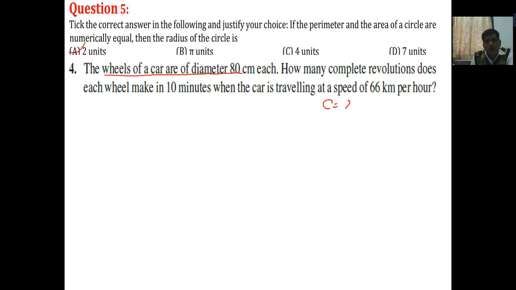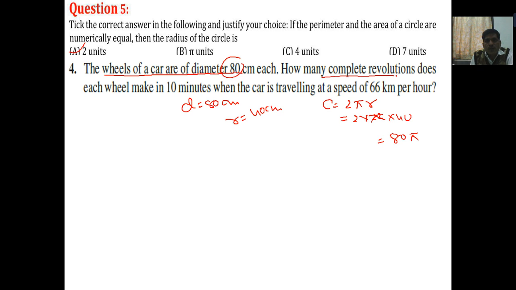That is C is equal to 2 pi r. Here diameter is given 80 centimeter, therefore radius is equal to 40 centimeter. So 2 into 40, we can put pi as it is, and pi into 40. So we can get answer 80 pi. That is, circumference is 80 pi.